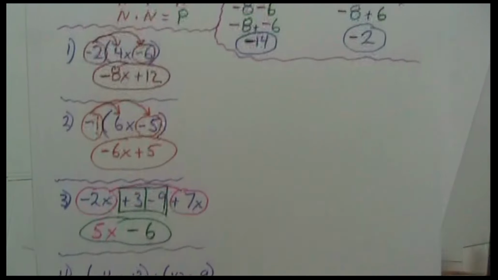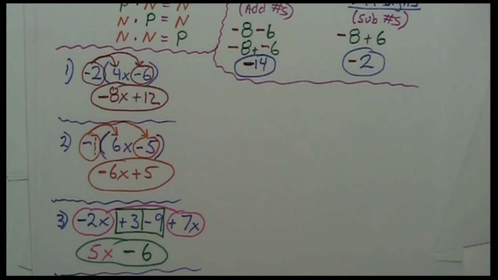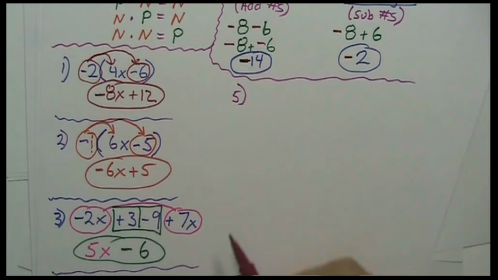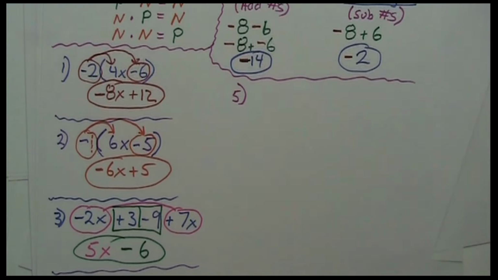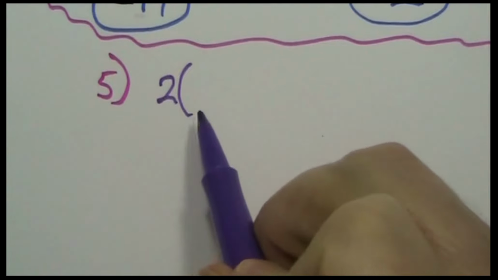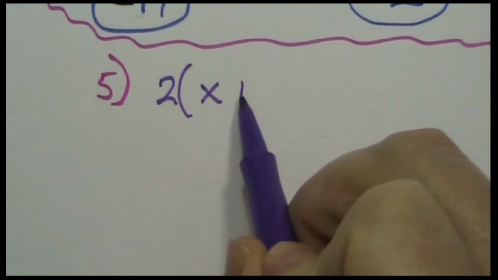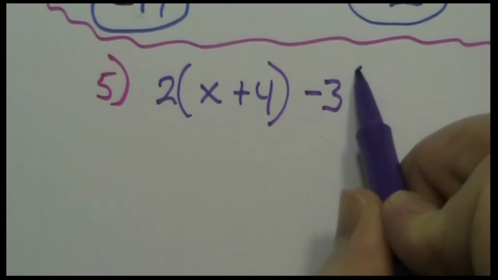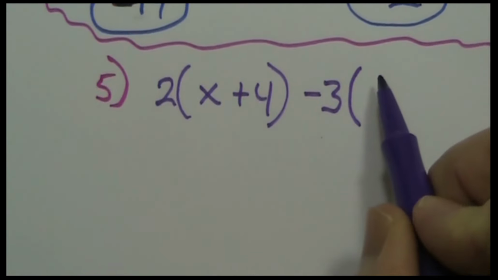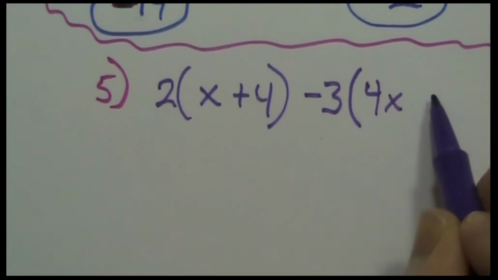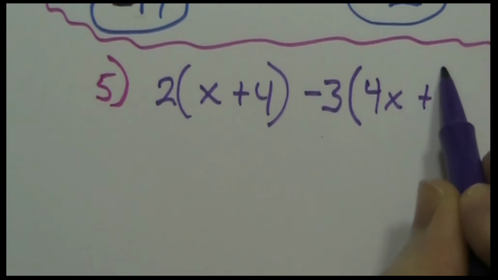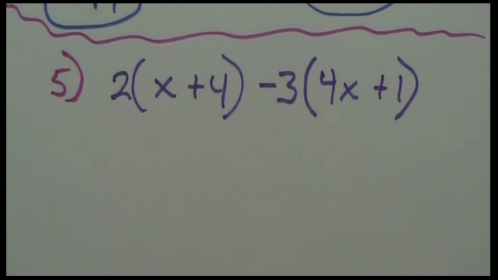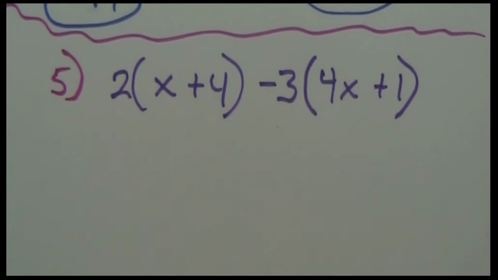So I've reached the bottom of my page. I'm just going to go back up to the top. And number 5. Kind of a long one. Looks like we'll have to use distributive property twice.